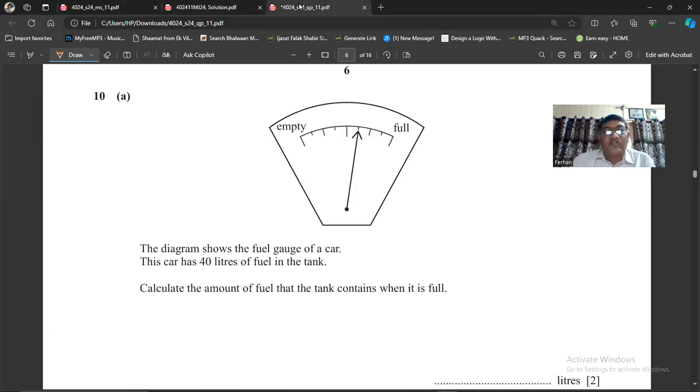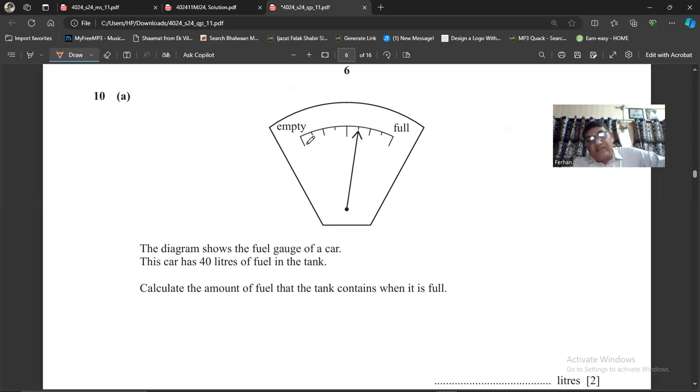Okay, so on your screen is question number 10, part a. It says the diagram shows the fuel gauge of a car. This car has 40 liters of fuel in the tank. Calculate the amount of fuel that the tank contains when it is full. Okay, so look at this gauge. How many parts are there? 1, 2, 3, 4, 5, 6, 7, and 8. So there are 8 gaps.